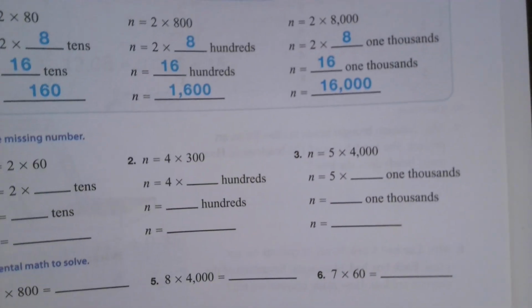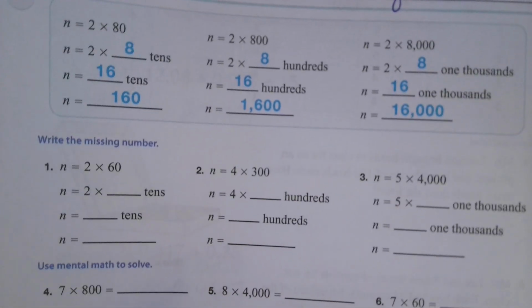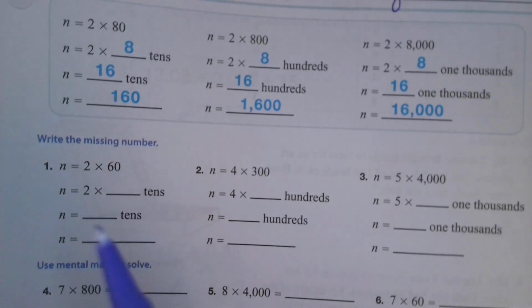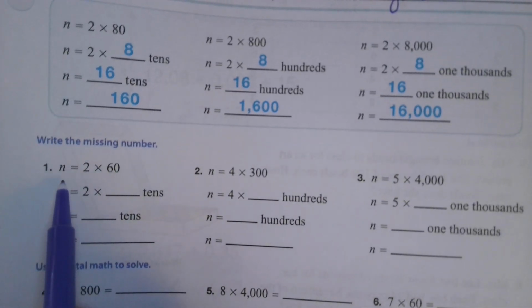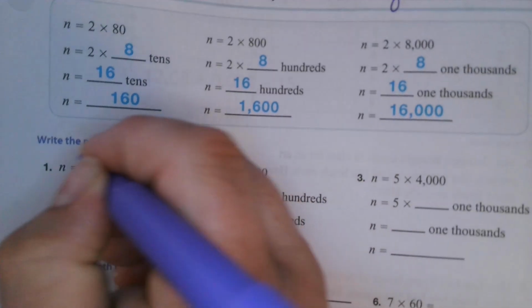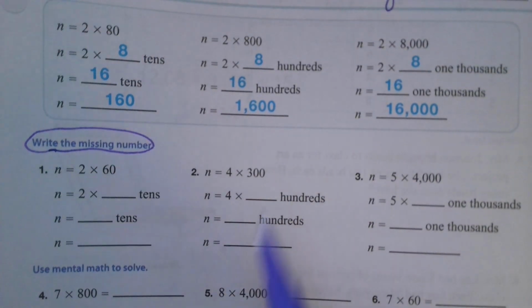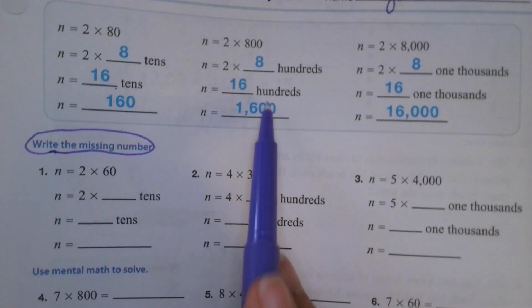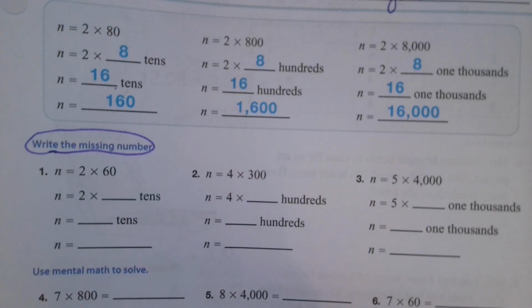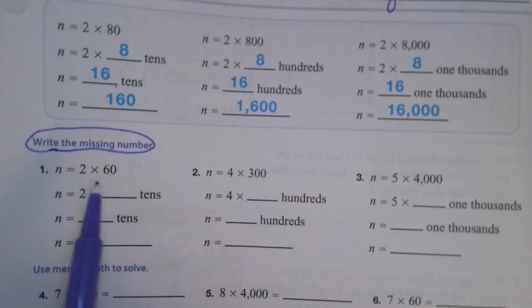Alright, now, in the first section, let's look at these together real quick to make sure we're good. They're giving you a problem set, and it says write the missing number. So let's go ahead and circle those instructions. Now, if you look at some of the examples above on the page, they kind of walk you through what they're looking for. Let's do number 1 together, though.